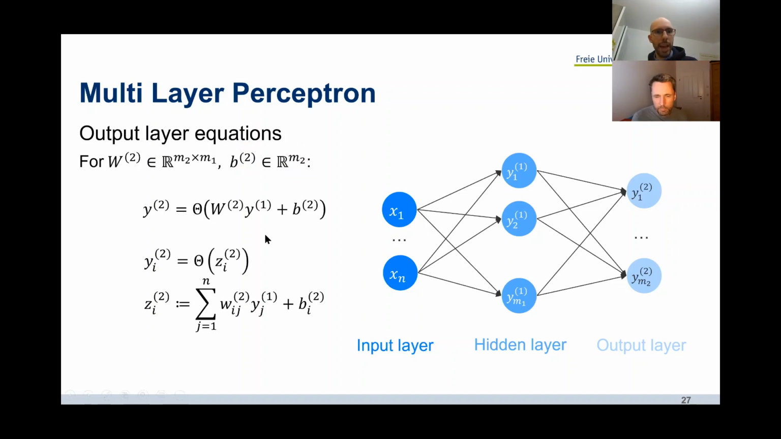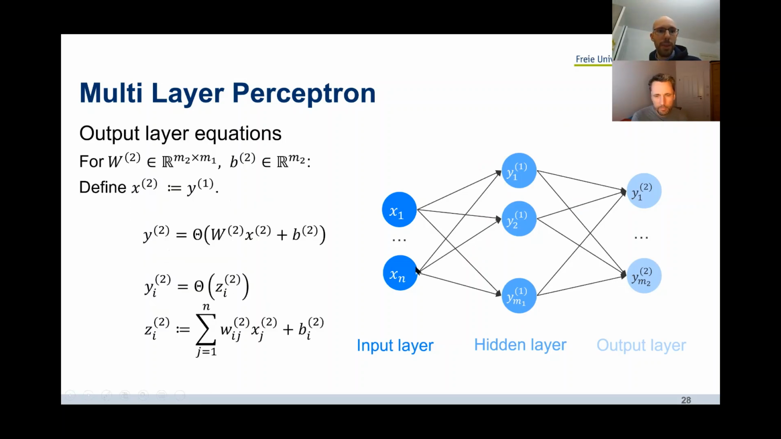vector. And here again, we have basically the same expressions that we did earlier, only our 1 is counted up to 2. And here, instead of having the input X, we have the output from the hidden layer. And if we define our input X2 of the output layer to be the output Y1, then our equations look like this. Okay, and now we can simply repeat this for any arbitrary number of layers that we want, right?